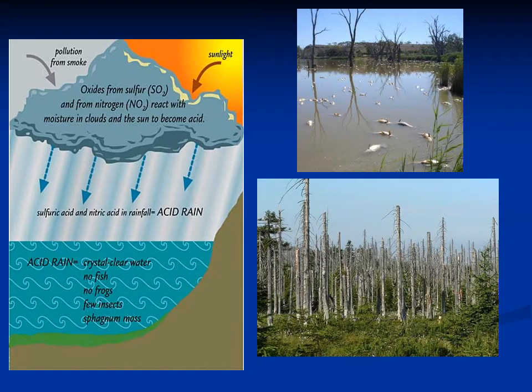So here are just a couple pictures to show you. The diagram on the left: sulfuric acid plus nitric acid in rainfall equals acid rain. Bodies of water that have been affected by acid rain have really crystal clear water. You will not see any fish, frogs, or very few insects, but you will see a certain type of moss called sphagnum moss. You can see on the top right all of the dead fish floating in that body of water, and then on the bottom right, all of the dead trees. Those are both pictures showing you the effects of acid rain.